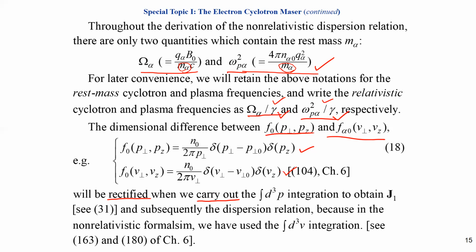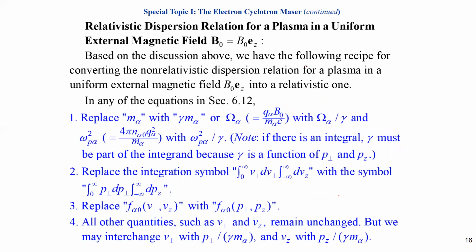Because in a non-relativistic formalism, we have used this integration, but now we change to this integration, momentum integration, not velocity integration. Okay, so a relativistic dispersion relation for a plasma in a uniform external magnetic field. Now let's consider a case, relativistic dispersion relation for a plasma.